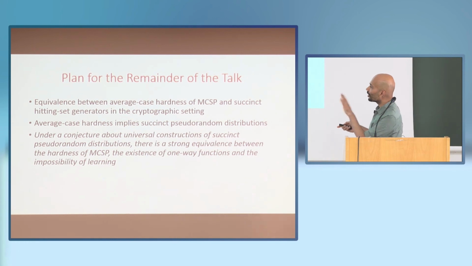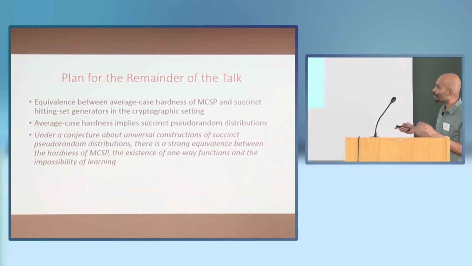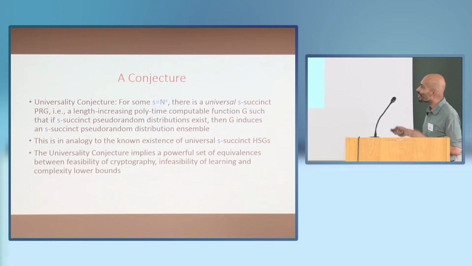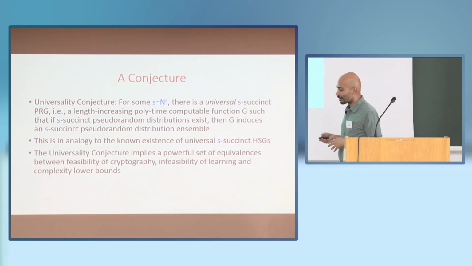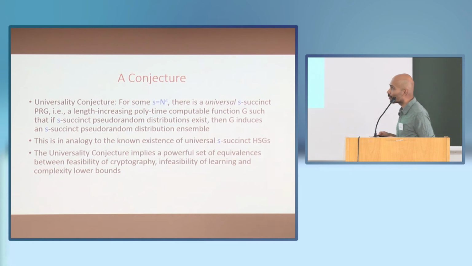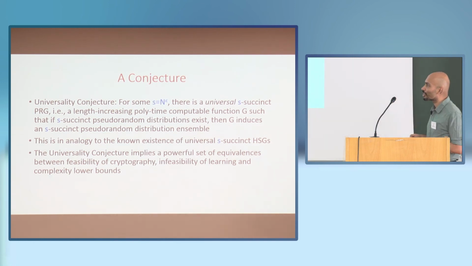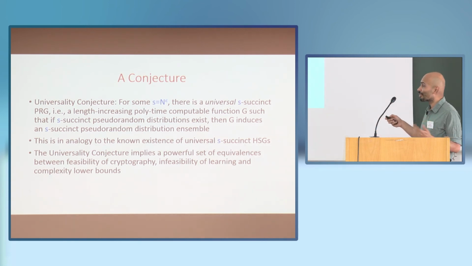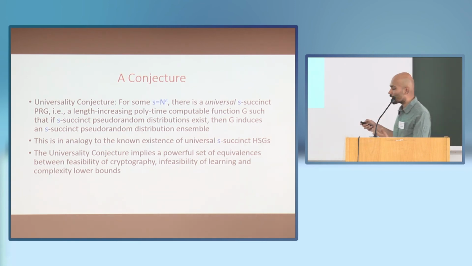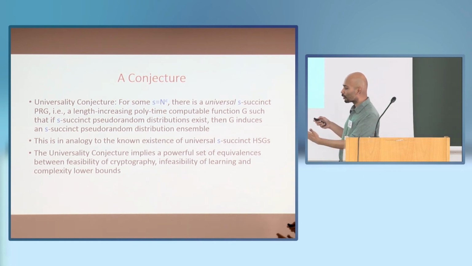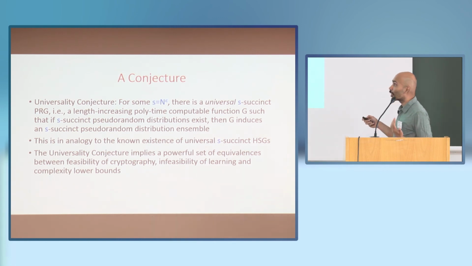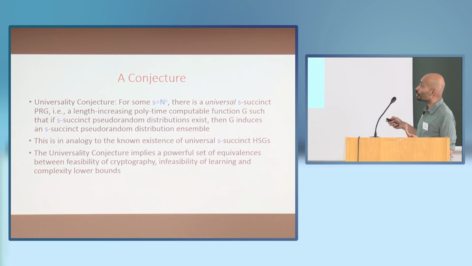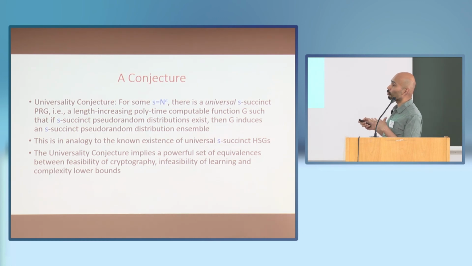Finally, I'm going to mention a conjecture where we actually get an implication. It's a conjecture about universality, a phenomenon you see quite a lot in crypto. There are universal one-way functions and PRGs. And there are universal S-succinct HSGs for almost trivial reasons, as we saw, because you just take the hitting set generator that takes a circuit as its seed and outputs the truth table of that circuit. That's universal. But if you had such a universal construction of pseudo-random distributions, then essentially you'd be done.